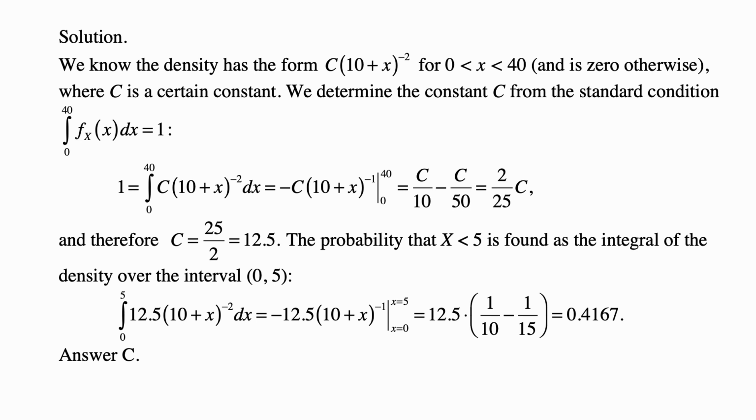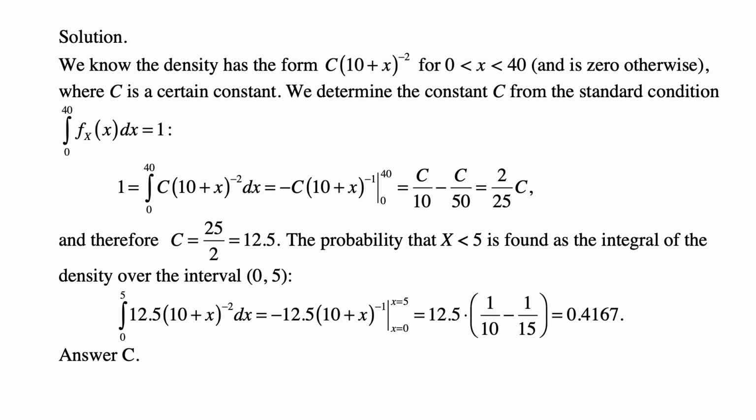And then the probability that x is less than 5 is found as the integral of a density over the interval from 0 to 5. So it's the integral from 0 to 5 of 12.5 times 10 plus x to the negative 2 dx. And, well, we are actually calculating this integral a second time. So we know it's going to be negative 12.5 times 10 plus x to the negative 1, and we're evaluating this expression from 0 to 5.